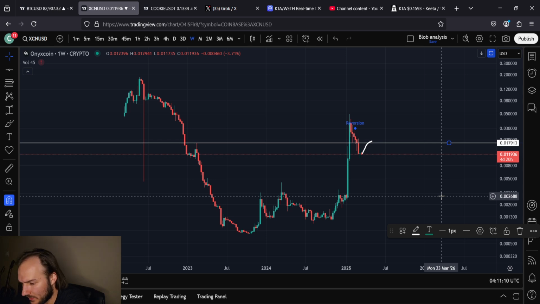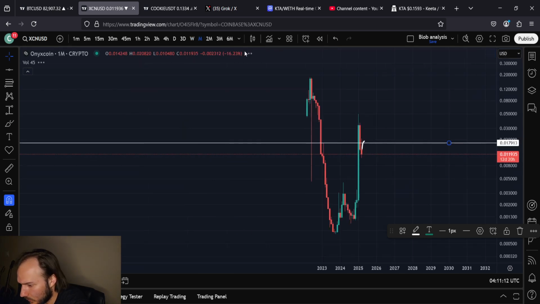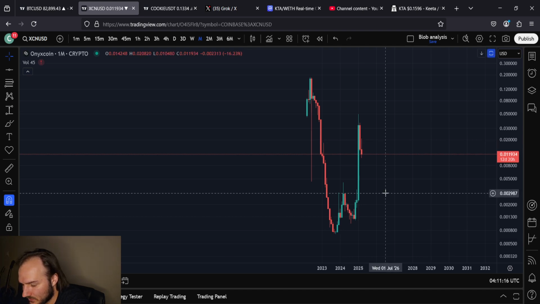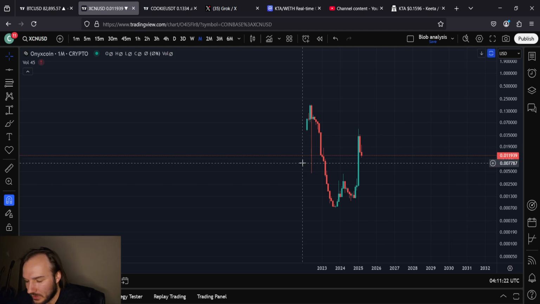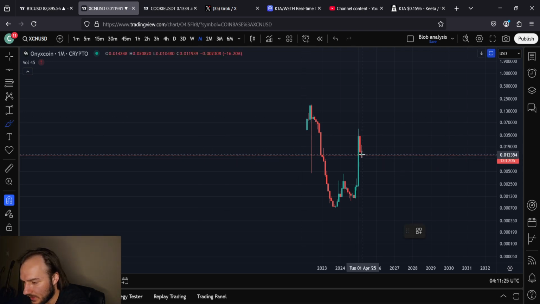We got 4 days, 20 hours left in this week. We've got 12 days, 20 hours left in this month. We are down 16% this month. I'm not too confident that we close this month red. I think that we will have resolution by the end of this month. I think we will find a lower low and then come up and close.